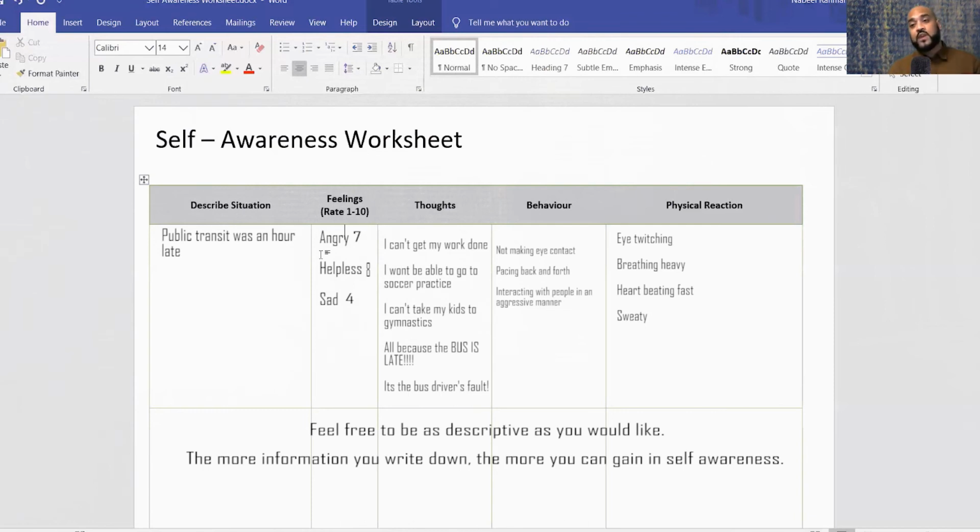Now, the question to be asked is, when should you do this? What I would suggest and what I have suggested is that you pick a time and date, right?